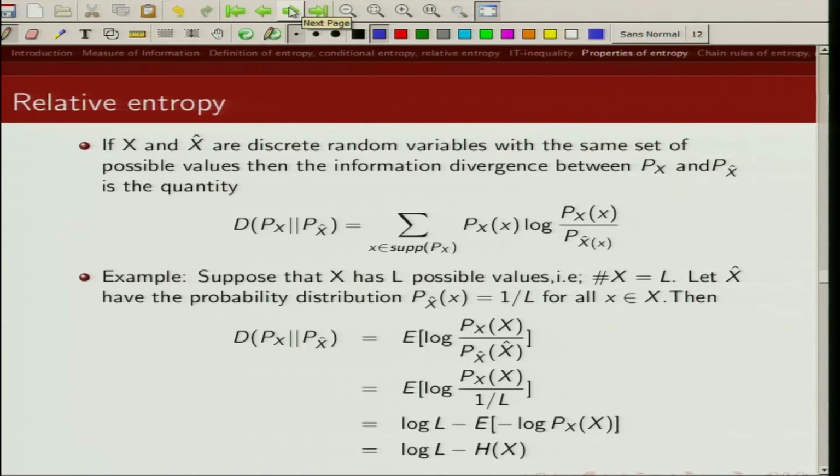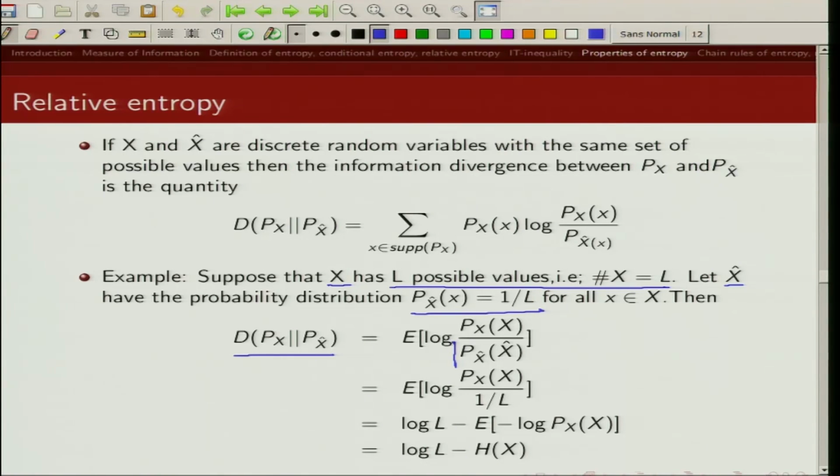So let us take a simple example to compute relative entropy. We have a random variable x that takes L possible values. We have another random variable x hat which is uniformly distributed, so p of x hat is 1 by L for all x belonging to x. Now how do we compute the relative entropy between p of x and p of x hat? That is the expected value of log of p of x divided by p of x hat.